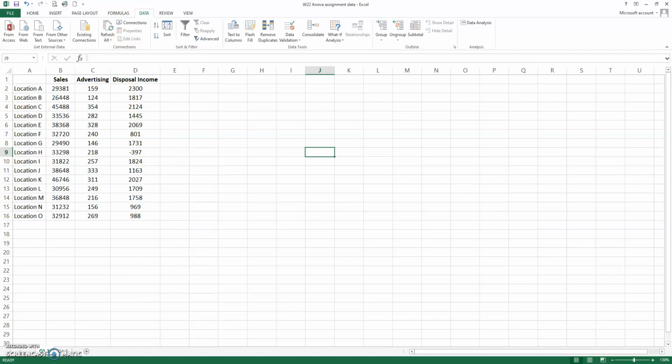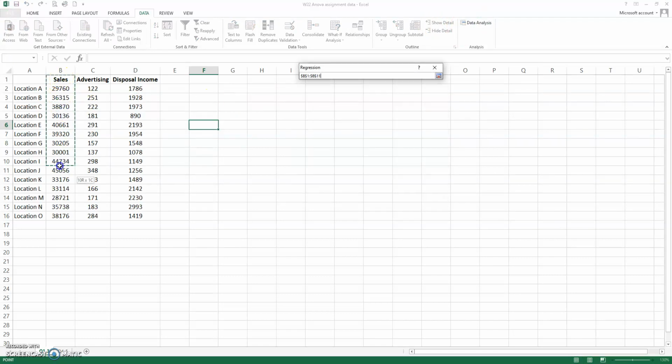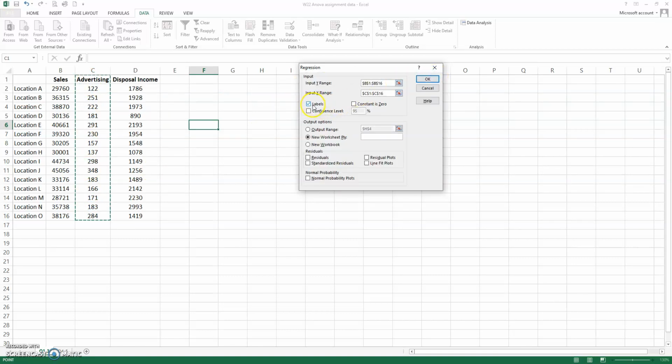The first question asks us to look at sales versus advertising. The second question has us looking at sales versus disposable income. And then question 3 has us looking at the 2 independent variables versus the 1 dependent variable. So under Data Analysis, we go into Regression. We're going to highlight the Y variable, sales, and then highlight advertising for question 1. Make sure we include labels in there. For the output range, I'm going to just show it on this first same page.